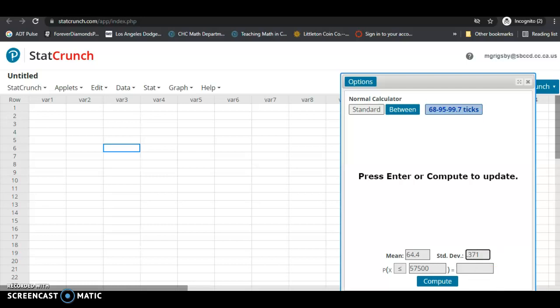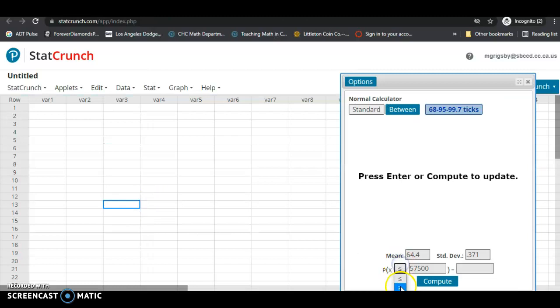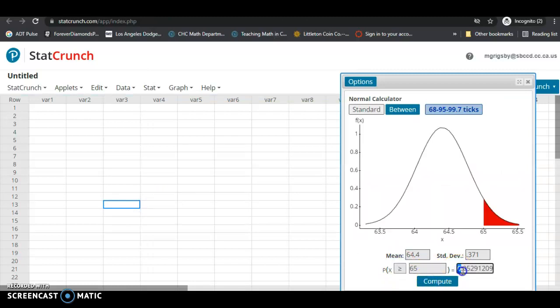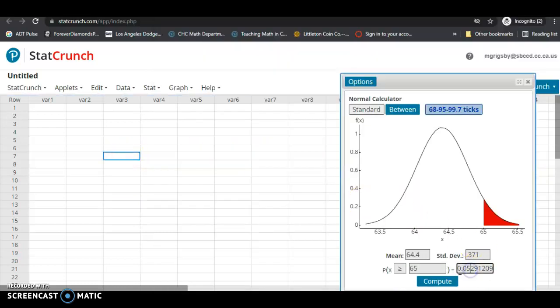And we want to know the probability that the mean height for this random sample of women is greater than 65. So we're going to select the greater than or equal to symbol, type in the number 65 here, click compute, and the corresponding probability will appear in this box. It shows you the probability inside the normal curve, shaded in red. Rounded to 4 decimal places, the probability is 0.0529.